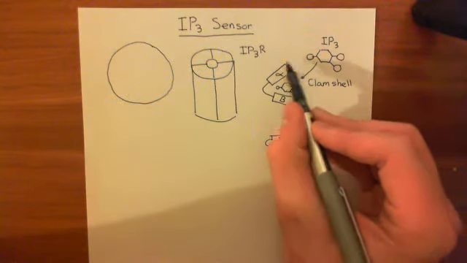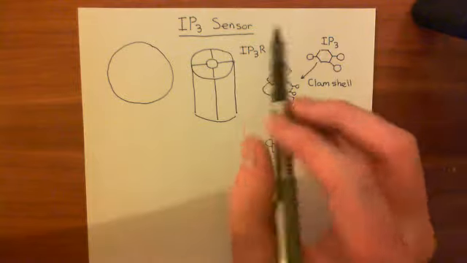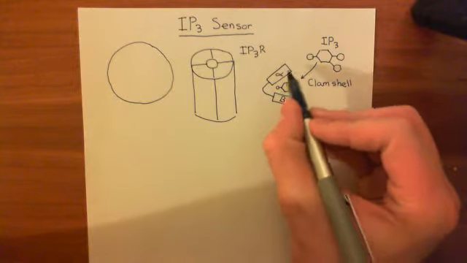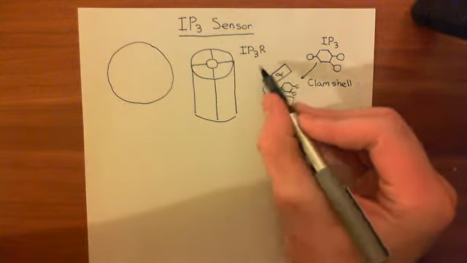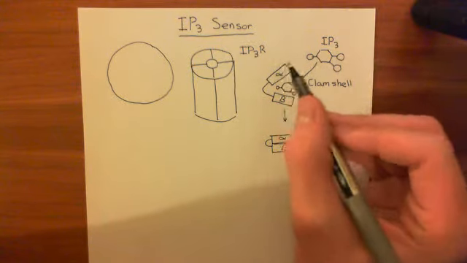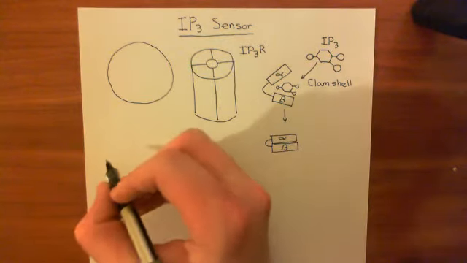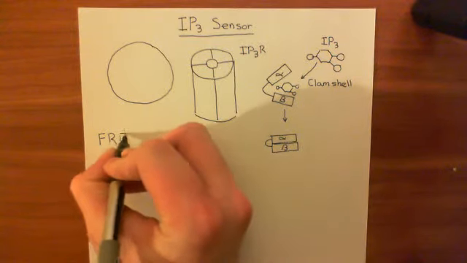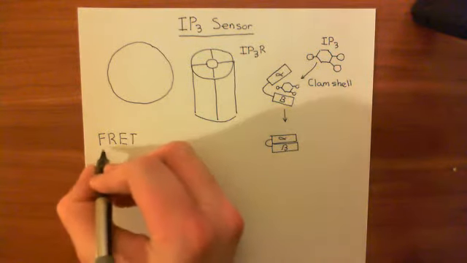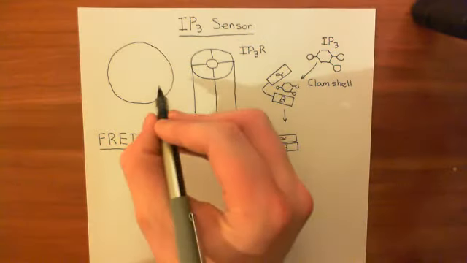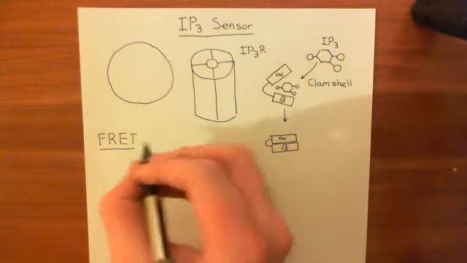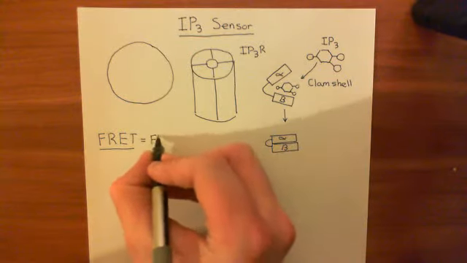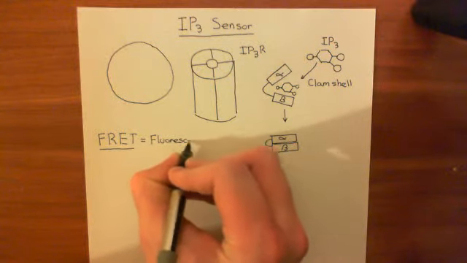we can use this IP3 receptor, IP3 binding domain, in order to make an IP3 sensor. So firstly, we do away with the rest of the protein. We just take this IP3 binding domain, and what we're now going to do is use the principle of FRET, which stands for Fluorescence Resonance Energy Transfer. And this is how we're going to turn an IP3 concentration difference into a visualizable stimulus.